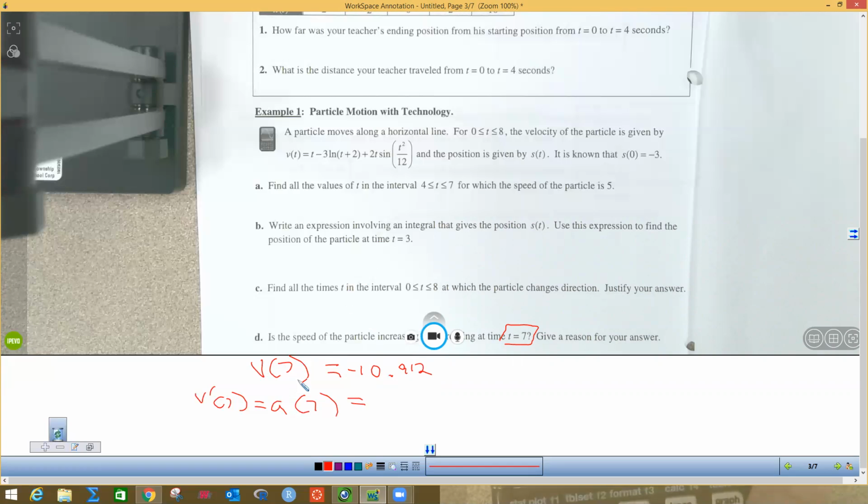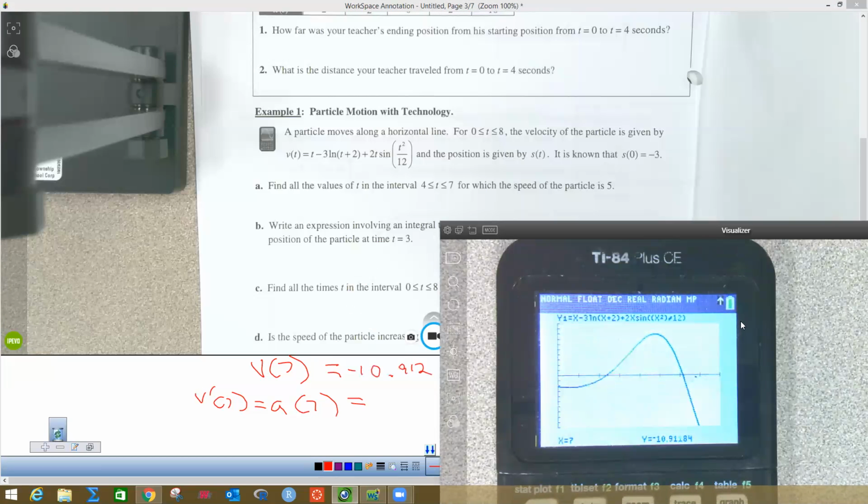Okay. And then, I need to put the camera back up there, sorry. Now I need to find the derivative of velocity.